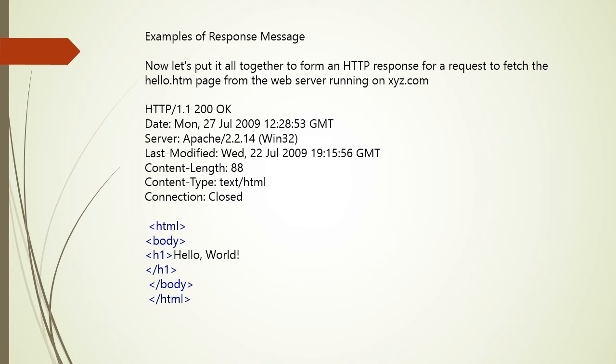Consider one example of a response message. Now here we are putting an HTTP response for a request to fetch the hello.html page from the web server running on xyz.com. HTTP/1.1 200 OK. Date is given, server is given. When it was last modified, that date is given. Content-Length is 88. Content-Type: text/html and Connection: closed. Consider a simple program to display the message hello world.